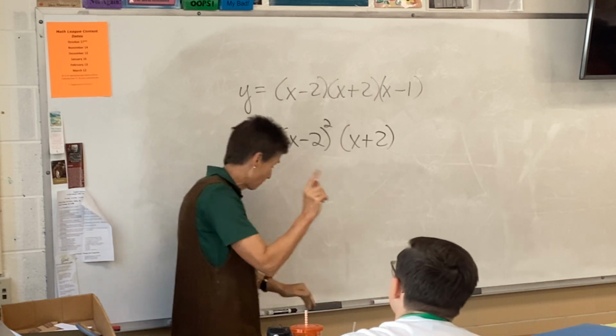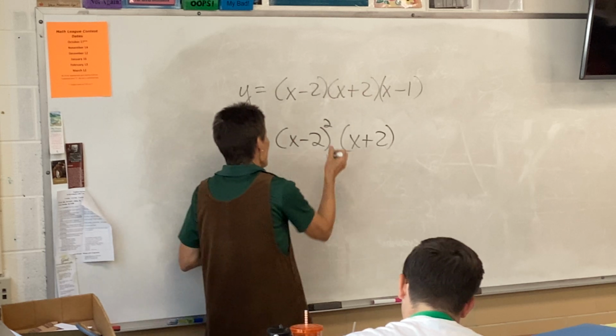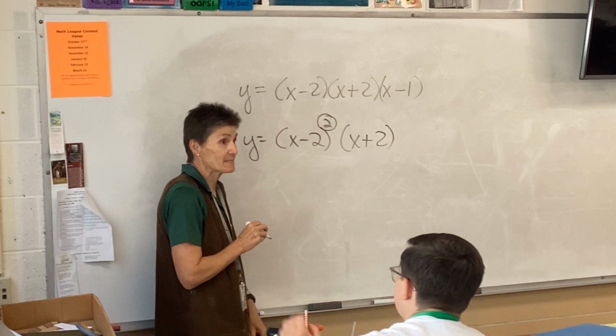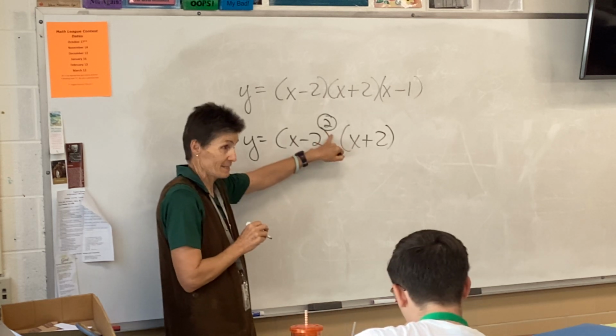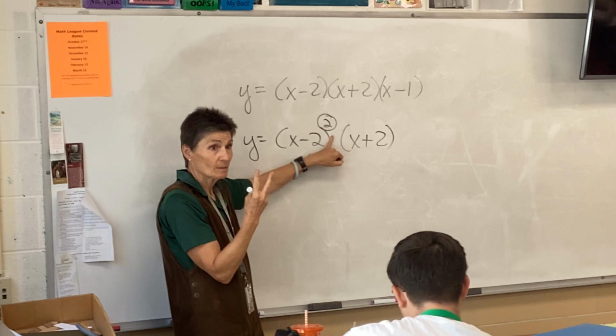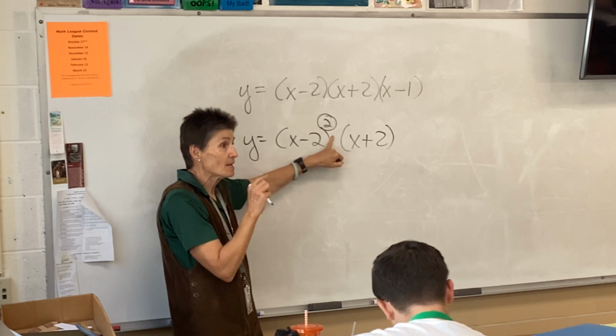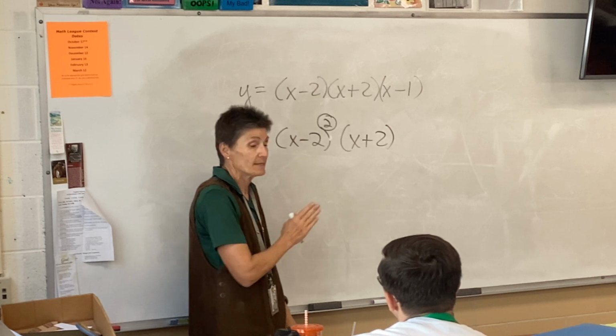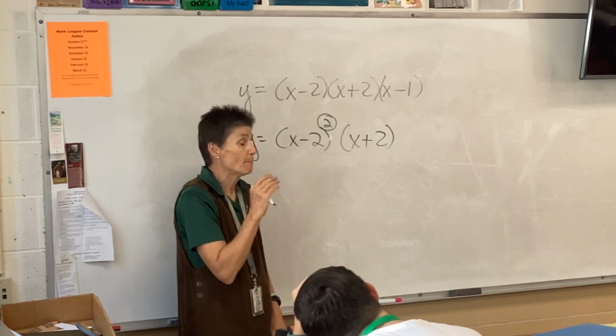I love the word, perfect word. When you have an even powered 0, this is called the multiplicity. This root happens twice. And when that happens, your curve bounces off the x-axis. It does not go through, it bounces.